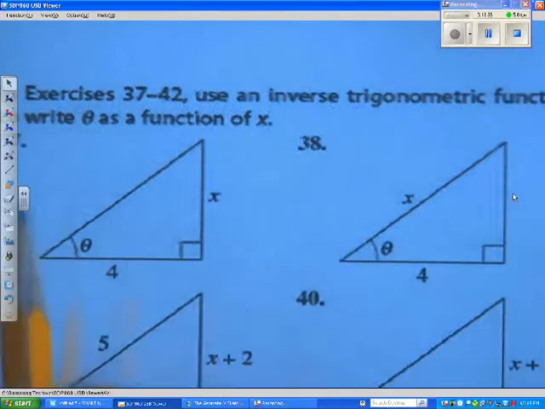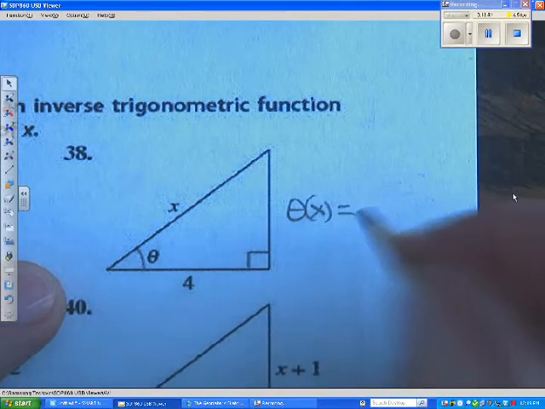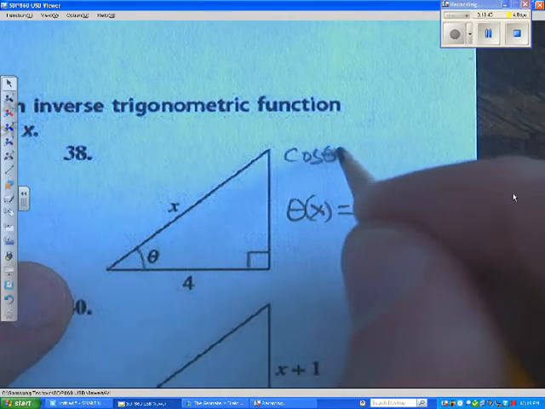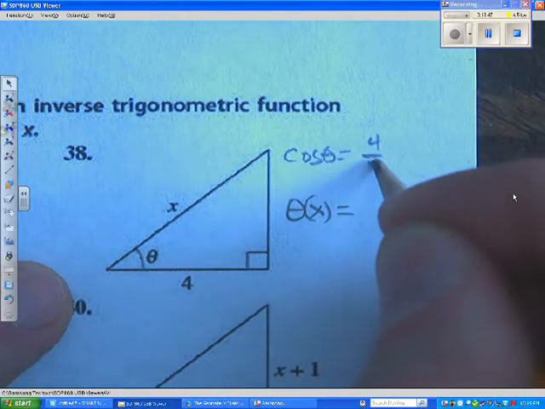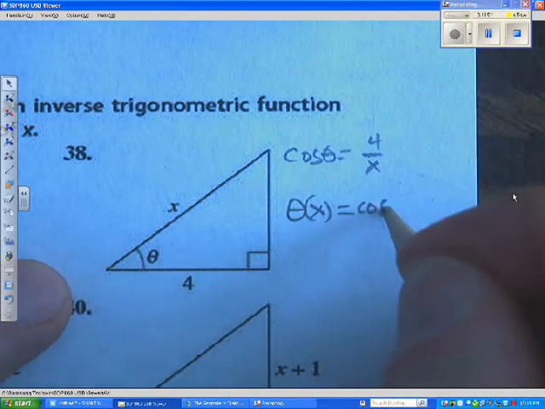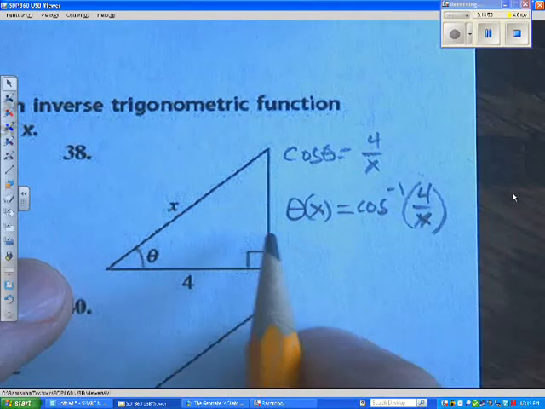We're looking for the inverse function, write theta as a function of x. Well, now what I do is I set up the trig function: cosine theta is equal to the adjacent over the hypotenuse. And if I were solving for theta, then I would get cosine inverse of 4 over x is my theta. This is just theta of x equal to that.